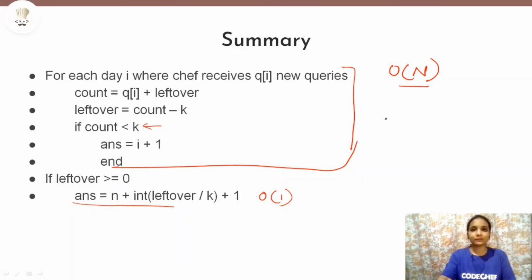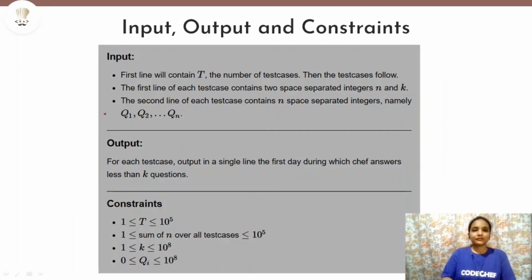Now let us check the input, output and constraints also once. So the first line of input is the number of test cases as always. Then for each test case, the first line of input will be n and k. These are two space separated integers.